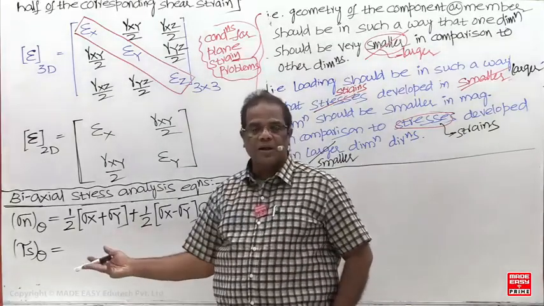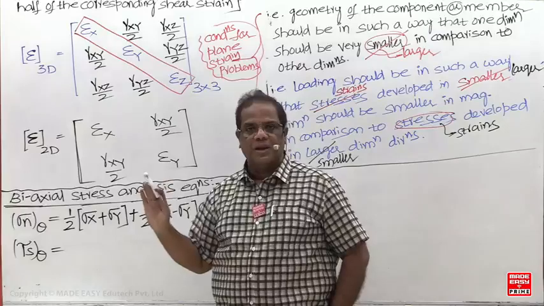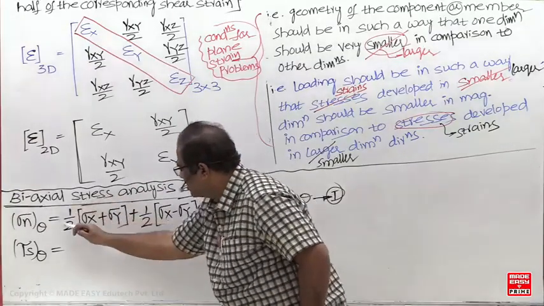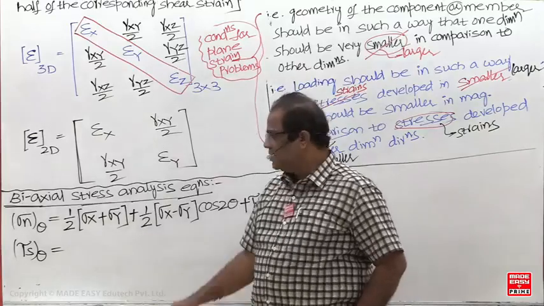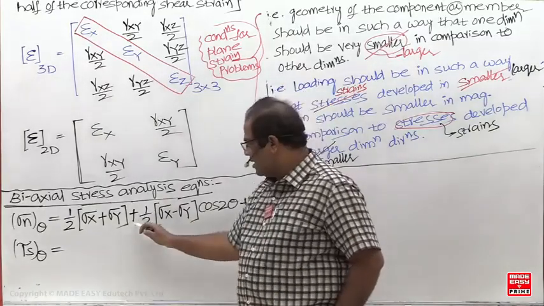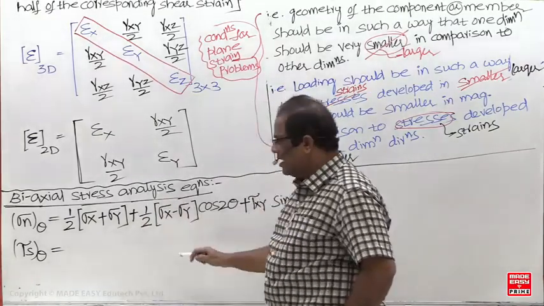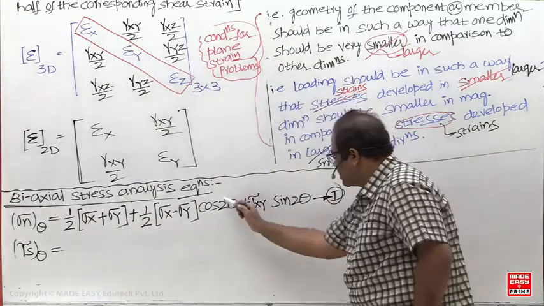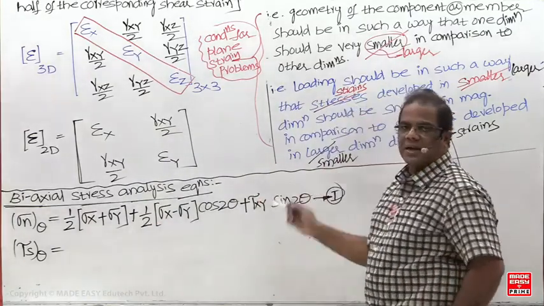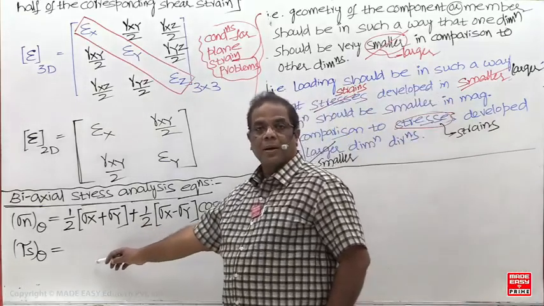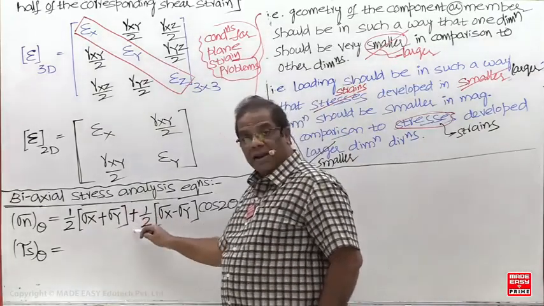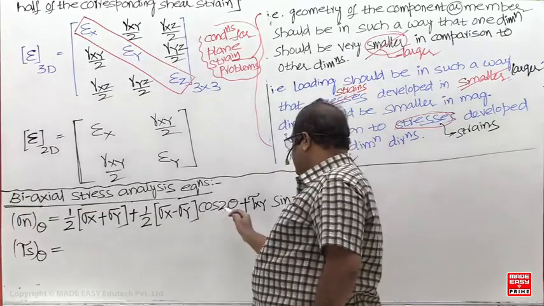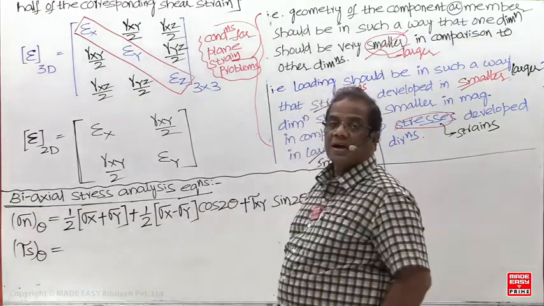This tau s equation is optional. If you are able to remember, well and good. But what if you know the sigma n equation? What change do you have to make? Make the first term 0. What is the second change? In place of plus, it is a minus. In the second term, in place of plus, minus. And the third change: interchange the sin and cos. So what is the tau s equation? Tau s equals minus 1 by 2 (sigma x minus sigma y) sin 2 theta plus tau xy cos 2 theta.